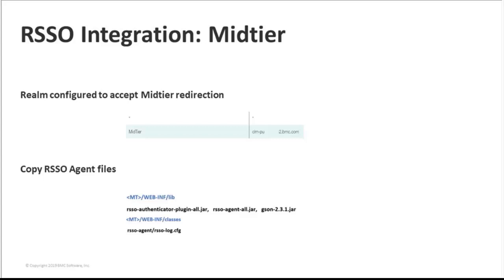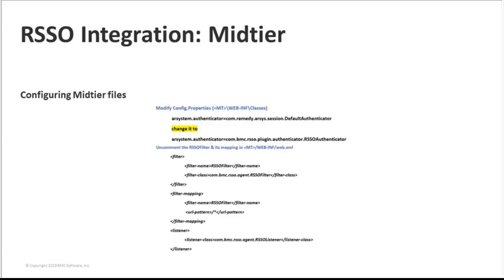We have 3 jar files: the RSSO authenticator plugin all.jar, RSSO agent all.jar, and the json2.3.1.jar file. These files have to be copied from the RSSO installer and then copied into the webint lib directory of Midtier. And similarly, you have the RSSO log.cfg file that needs to be copied from the RSSO installer into the webint classes directory of Midtier. Let's see which are the other files that need to be copied over.